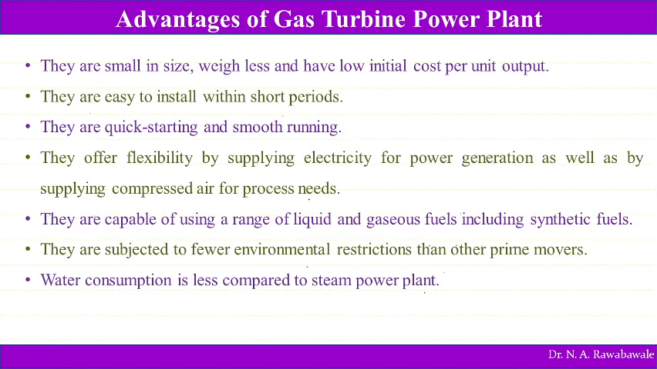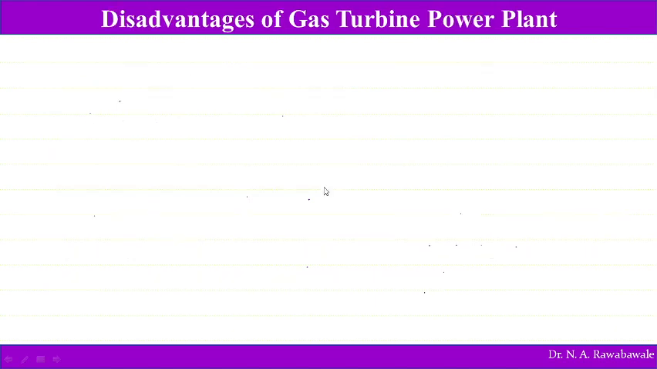In a steam power plant, steam is produced by combustion of fuel in the boiler, where a large quantity of water is required. But in a gas turbine power plant, steam is not used to run the turbine, therefore the amount of water required is less compared to the thermal power plant.